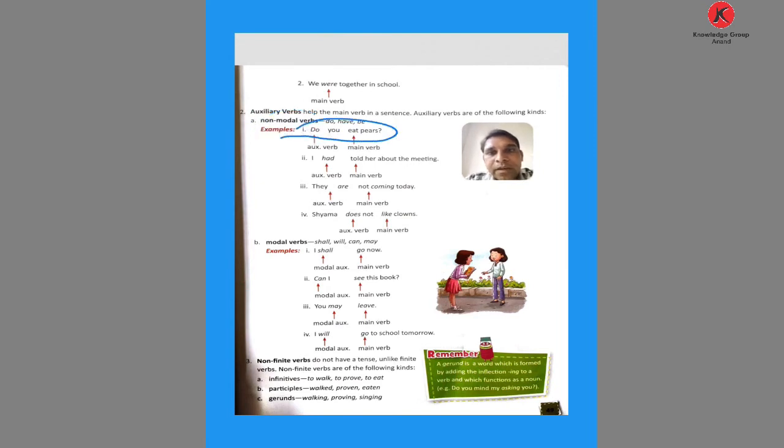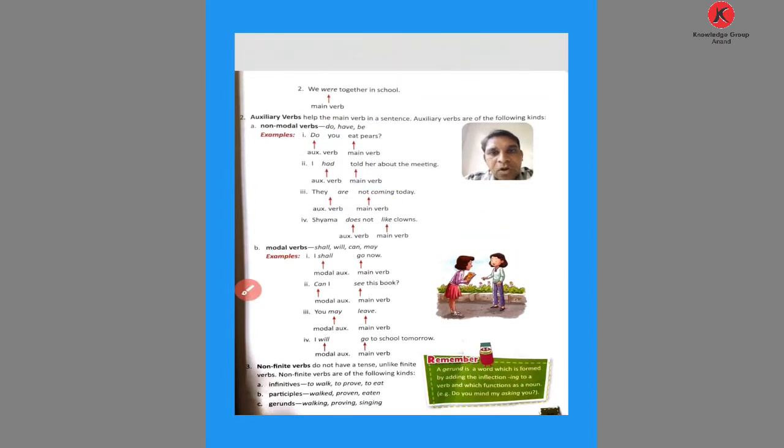Do you eat pears? Auxiliary verb do is used here, main verb eat. Now see the second example. I had told her about the meeting. Which auxiliary verb is used? Had. Main verb told. Example number three: They are not coming today. Here the auxiliary verb are, the be verb, is used. Main verb coming.